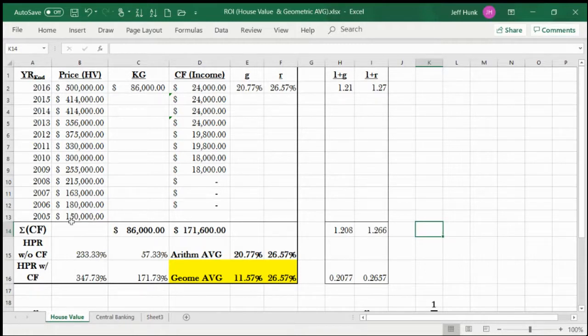In reality, the point of purchase cannot necessarily be so conveniently the beginning or the end of the year. It can happen at any point during the year. But for simplicity of our model, we'll assume the house value is measured as of the end of the year. This is the price you paid, and this is the price you sold it for. So at the end of 2005, you bought the house and you paid this price, 150K.